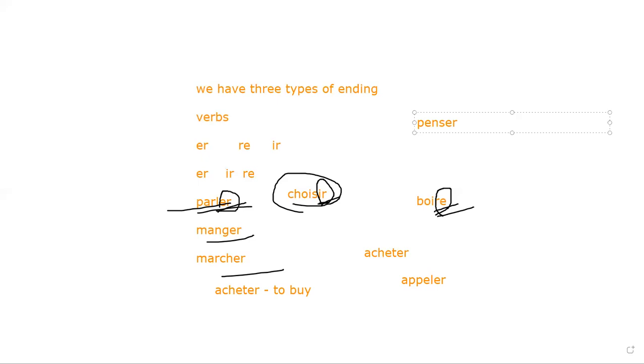So read aloud. Parler is to speak. Read aloud please. Parler is to speak. Parler. Manger. Acheter is to buy. Read it out, please. Acheter is to buy. Appeler. Bache, read it out, please. Appeler is to call.